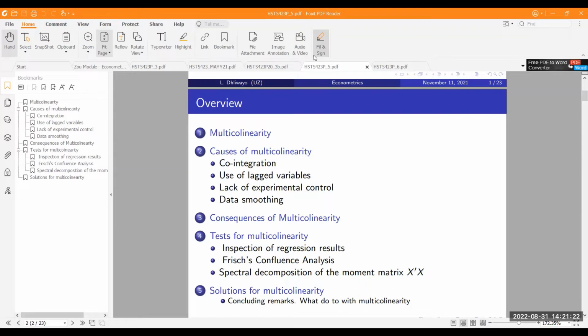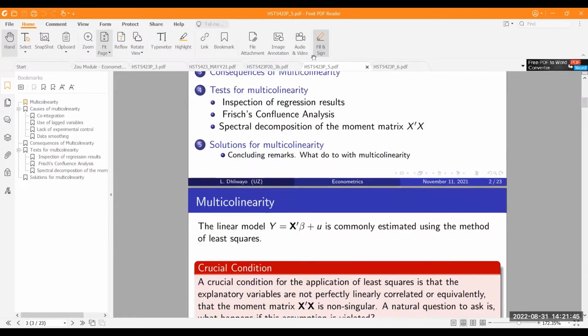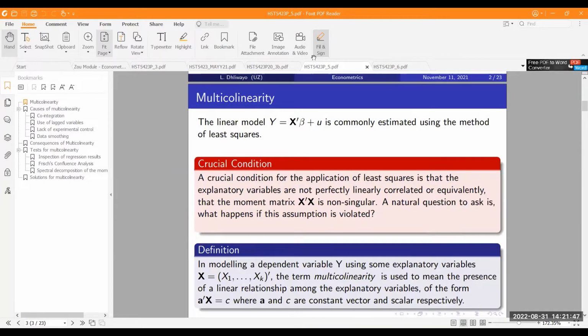So we need to deal with this situation, okay? Or if they are almost close to perfectly dependent, that's when multicollinearity comes in. So we want to look at the causes of multicollinearity, the consequences of multicollinearity, then test for multicollinearity, then the solutions for multicollinearity. That's what we're going to do this morning. I hope I'll be able to finish it quickly before we move on to the next chapter. Okay, so multicollinearity.